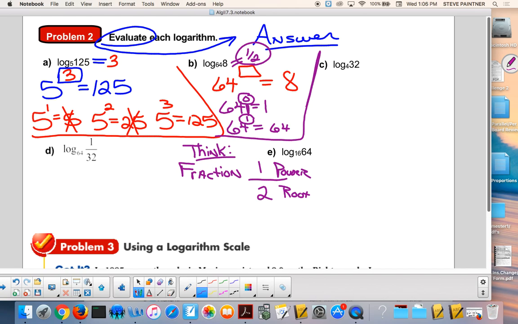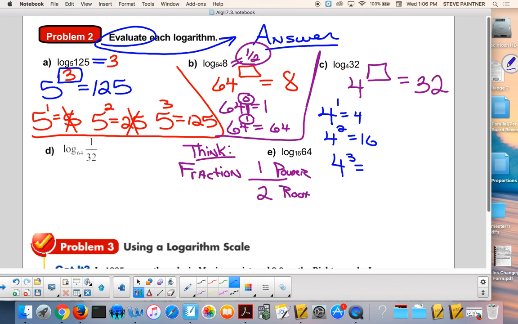Now they're going to get hard on you, okay? Careful. This one says 4 to the what equals what? 32. Well, you've got to figure out about where your answer is, okay? So 4 to the first is 4. 4 squared is what? 16. Almost there. 4 cubed is what? 64. You went past it. Your answer is between what? 2 and 3. You're dealing with a fraction again, okay?